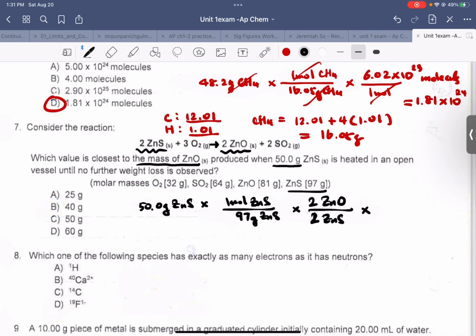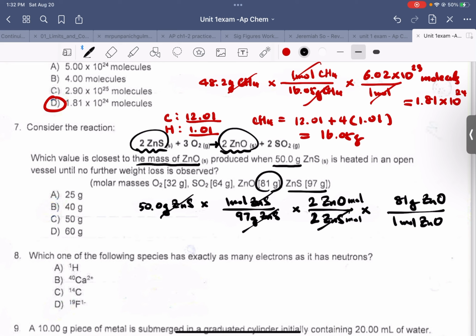That's our interest, right? You need to know the mass of the zinc oxide you have. Using that, you can put in the molar ratio. So far, grams of zinc sulfide and moles of zinc sulfide, the moles cancel out. So how many grams? So 1 mole of zinc oxide, they gave you 81 grams, right? 81 grams of zinc oxide.